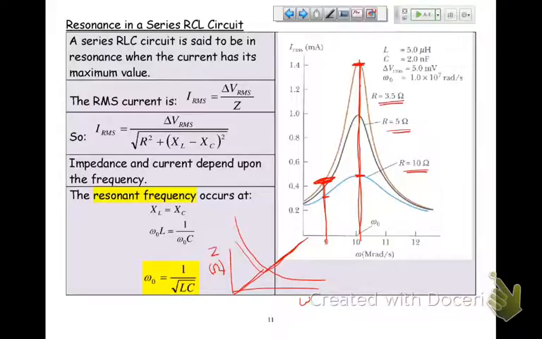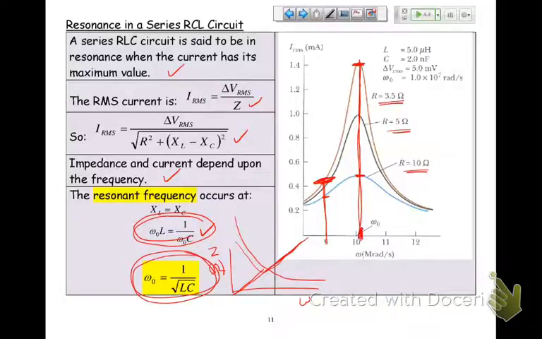We say a series RLC network, going to finish soon, is said to be in resonance when the current has its maximum value. There's the maximum value. Let's multiply it out. The impedance and current depend upon frequency. The resonant frequency is that. Know that actually. So know that. Be able to find this omega naught.